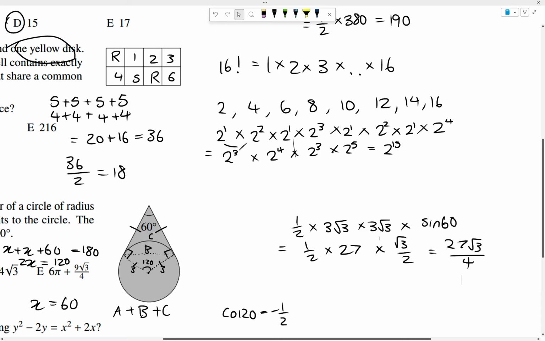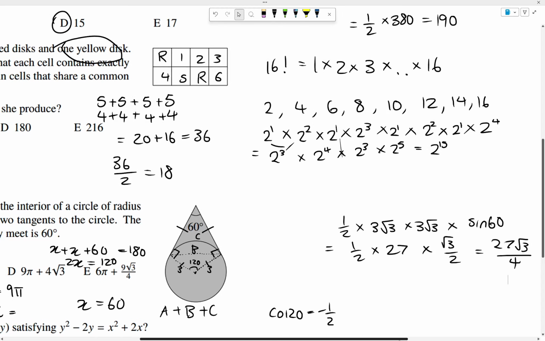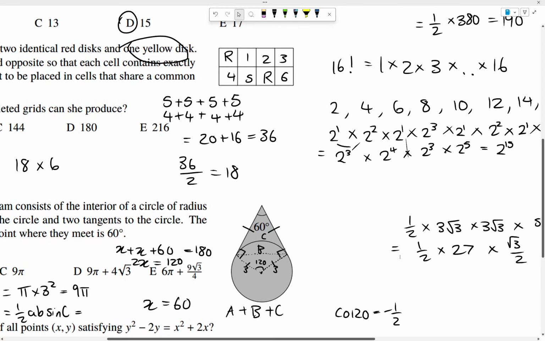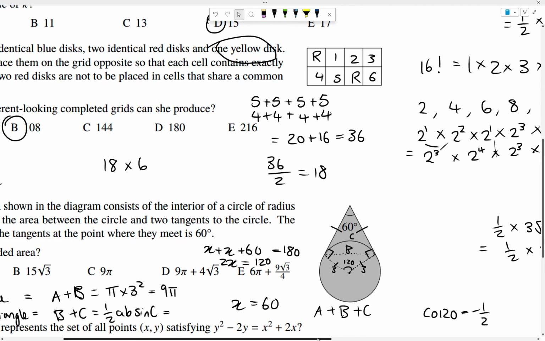How do I know my exact trig values? I think I've just used them enough that I kind of just remember them, but if you have to, you can draw the 30, 60, 90 triangle out.